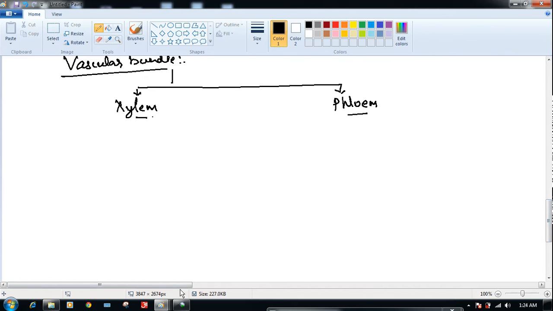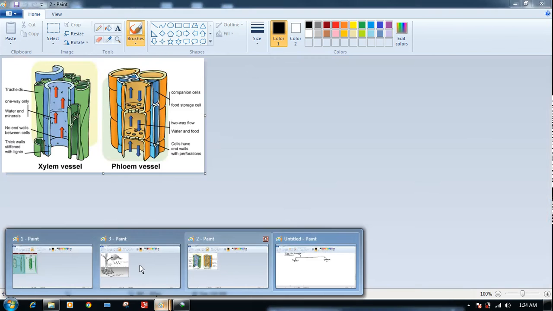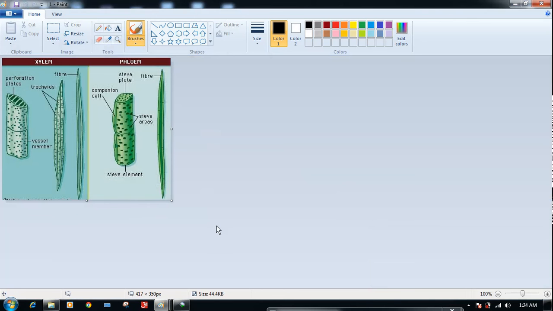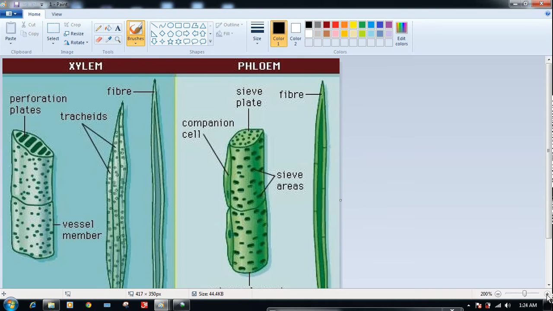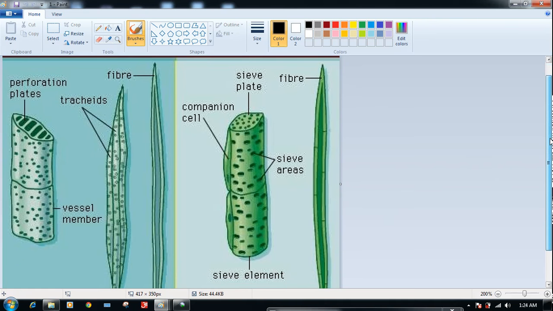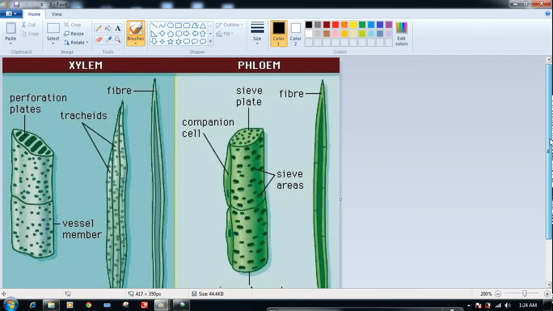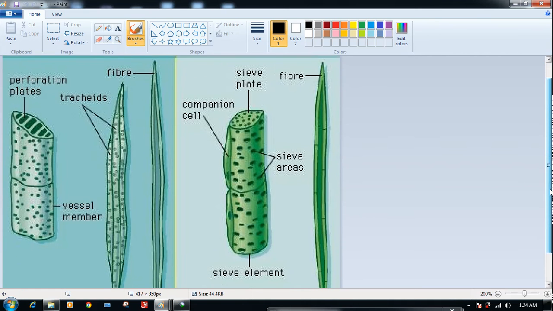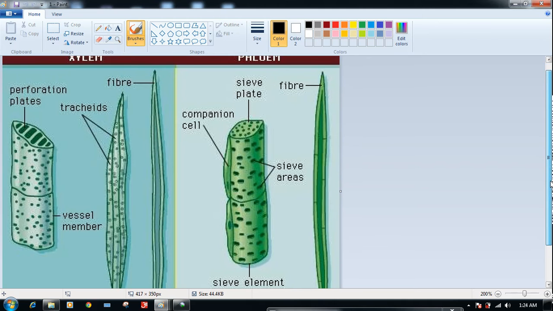So let me show you one diagram. So this is your phloem cell, xylem, this is your pit, perforated plates are there, this is your tracheids, this is your fiber. Again in the right hand side you can see the phloem cell. So phloem cells contain sieve plates, sieve areas, sieve tubes and one fiber.